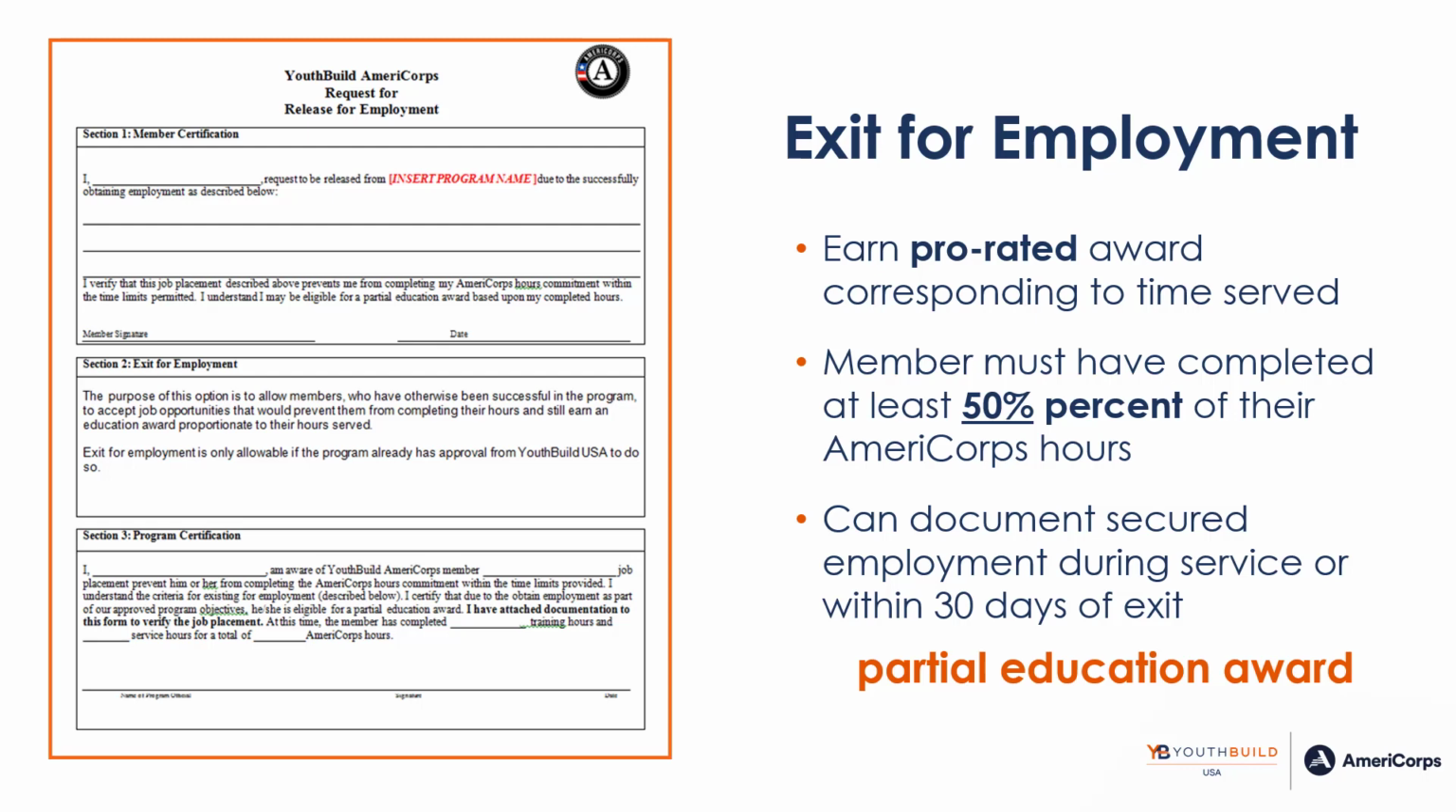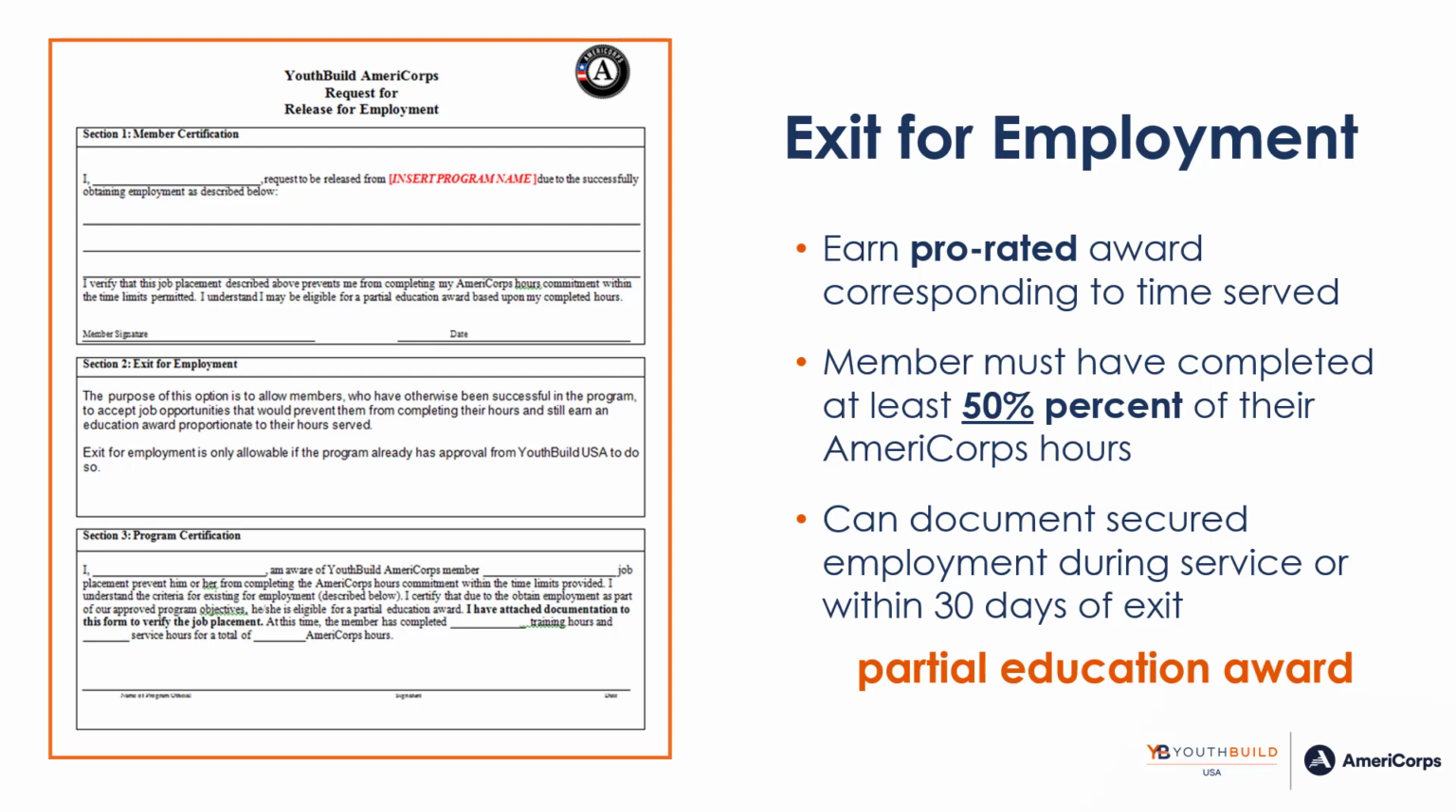When conducting early exits for partial awards, documentation is always the most important part. So to document this type of exit, you will use our exit for employment form. You can see it on the screen. Member and staff will complete this form and attach it to back up third-party documentation verifying that the member secured employment during service or within 30 days of their exit.